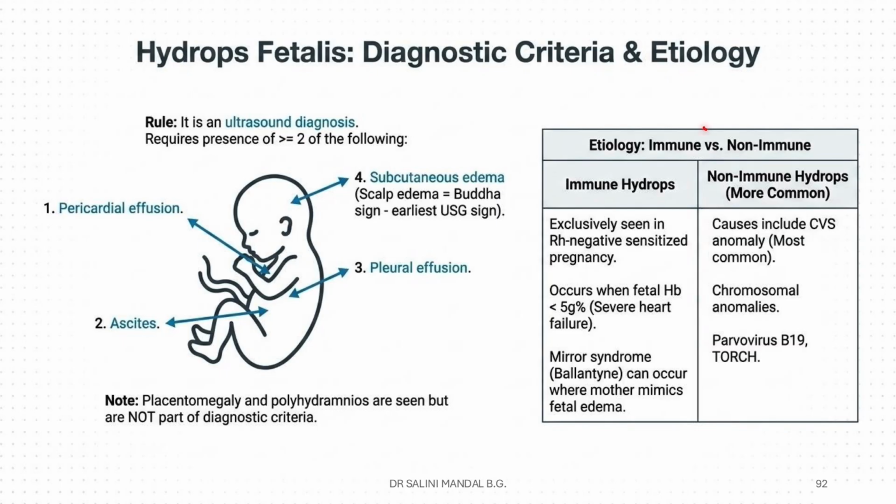Next one, immune and non-immune. In case of immune, it is exclusively for Rh negative. Whereas non-immune is more common, and it is for CVS abnormalities and all that. In case of immune, it occurs when fetal hemoglobin is less than 5 gram percentage, but non-immune is for chromosome anomalies. Okay.